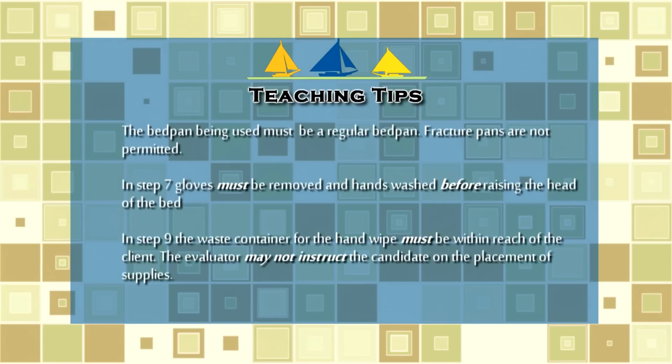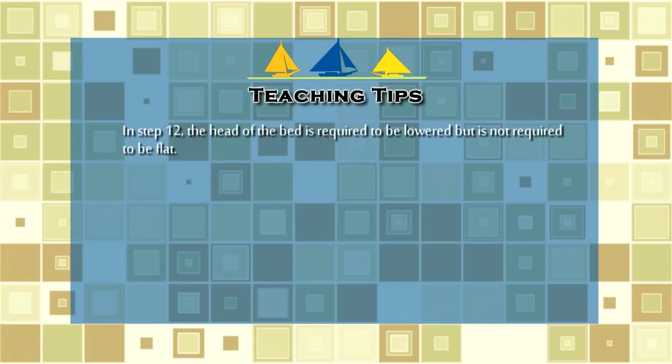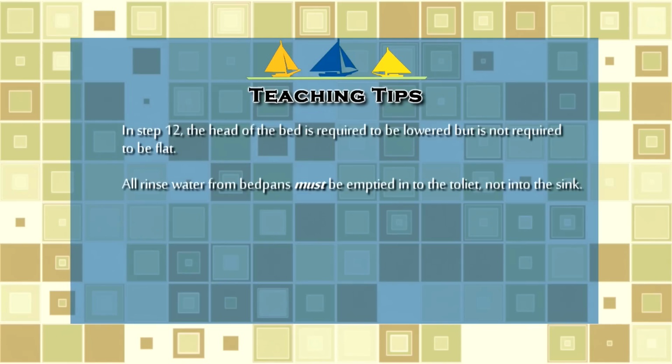In step 9, please note that the waste container for the hand wipe must be within reach. It can be a trash can or a plastic bag taped to the bed rail. The evaluator may not instruct the candidate as to the placement of any supplies. In step 12, the head of the bed is required to be lowered, but is not required to be flat. And please remember, all rinse water from bedpans must be emptied into the toilet, not into the sink.